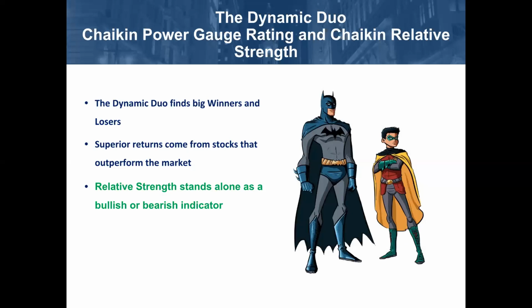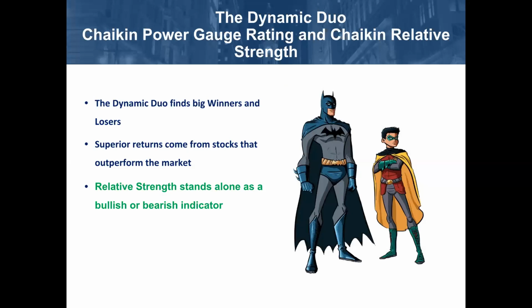For 10 years when I was covering mutual funds, they are measured based on their relative performance. So it's not enough for them to own a stock that's going up. They need to own stocks that are going up more than the market. And that's what relative strength shows us. That's why relative strength stands alone as a bullish or bearish indicator for individual stocks, because those big investors, the Fidelities of the world, who manage large pools of money, this is how they're measured. They need to buy the stocks that are going to outperform.